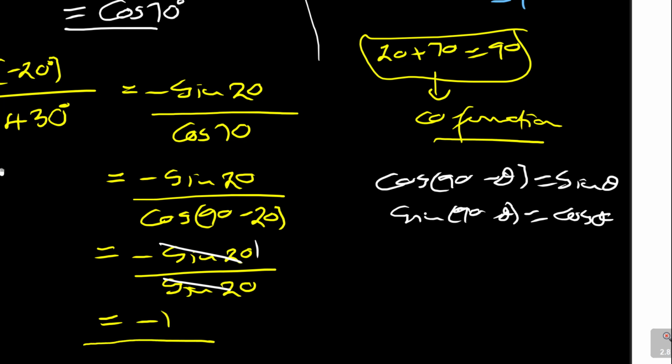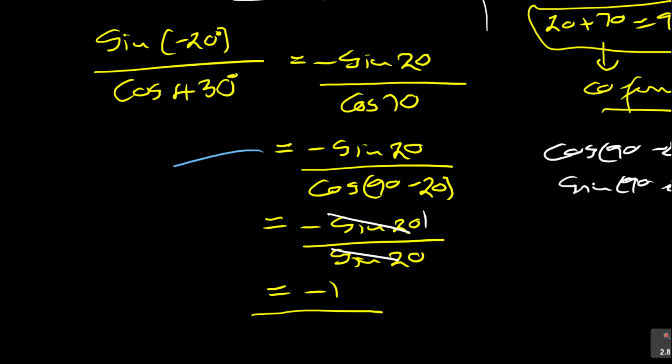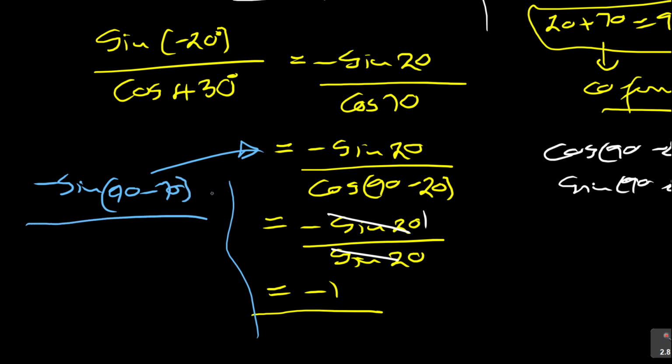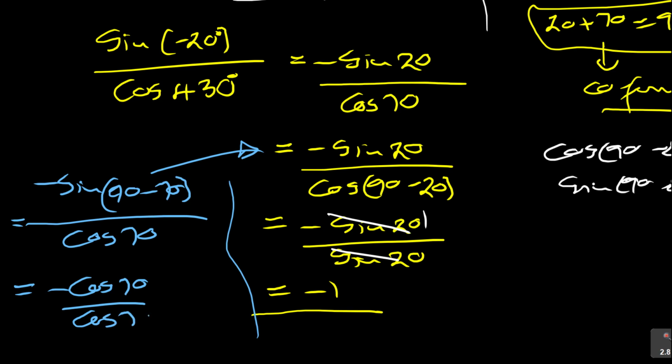Also, had you wanted to change the sine on top instead, you would say minus sine of 90 minus 70 over cos 70. When you change the top, don't change the bottom, because you'll keep on rotating in one place. Don't change both. You need to choose which one you're going to change. Now sine of 90 minus 70 becomes cos 70, so it's minus cos 70 over cos 70. So one way or the other, it was also going to give you a -1.